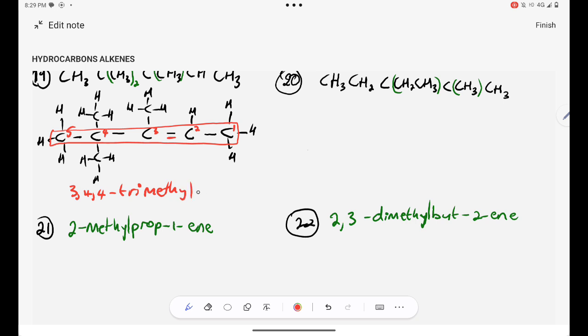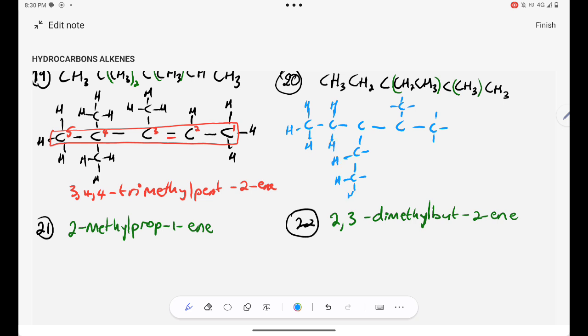It's trimethyl. This will be pent-2-ene. And then for number 20, I have a CH3, I have a CH2, I have a C with an ethyl there, and then I have a C with a methyl, and then a CH3. I believe you guys can already see which carbons are not fully bonded.